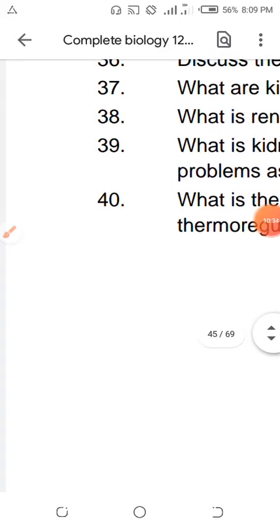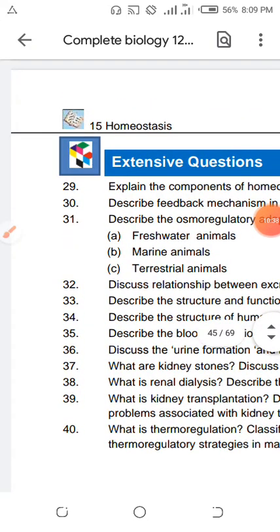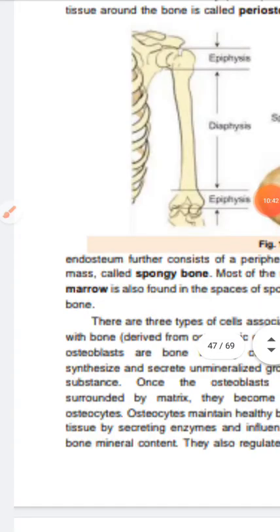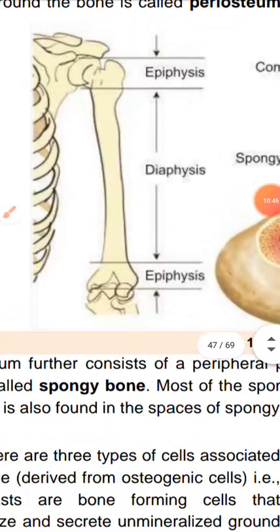What is the function of osteocyte? The matured bone cell is called osteocytes. Similarly, the cells which dissolve. What is the epiphysis? The upper part of the forelimb. Forelimb is humerus, radius, ulna. This is the forelimb.